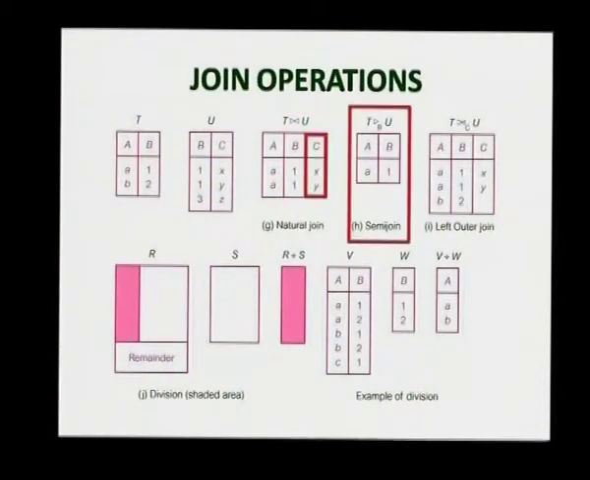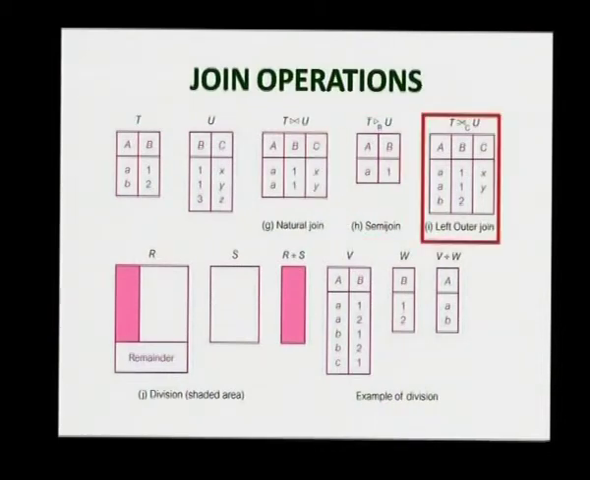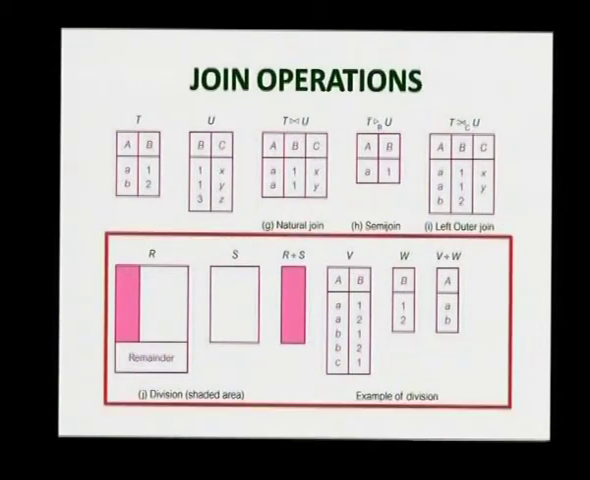Now, semi join is where we want only the B's to come. So, out of this we do not want this one, so that comes here. This is left outer join, we will come into the details about this later on. Division also we will come into in the third section. So, just to give you an idea of the pictorial form of the operations.